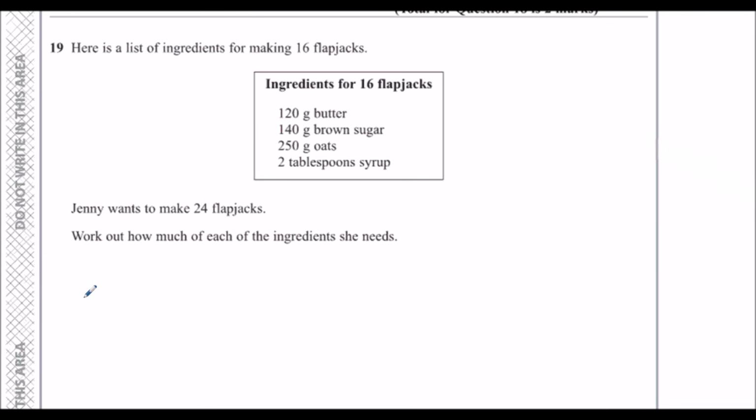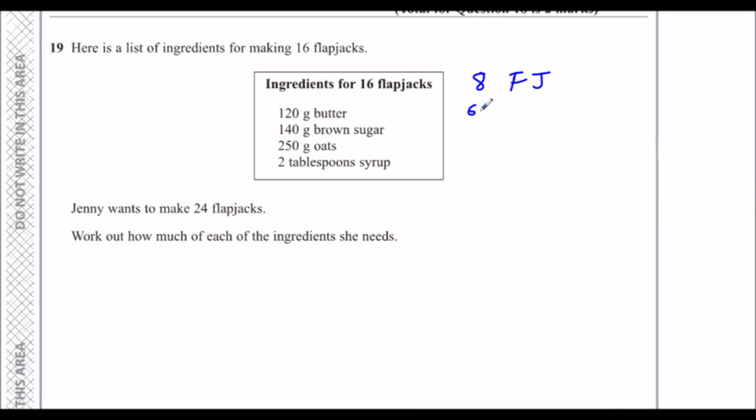Question 19. Here is a list of ingredients for making 16 flapjacks. And Jenny wants to make 24 flapjacks. And she needs to know how much of each ingredient. So we've got 16 flapjacks here. Let's write down the ingredients for 8 flapjacks next to it. So to get the ingredients for 8, we're going to half the ingredients for 16, because 8 is half of 16. So let's half all of these numbers.